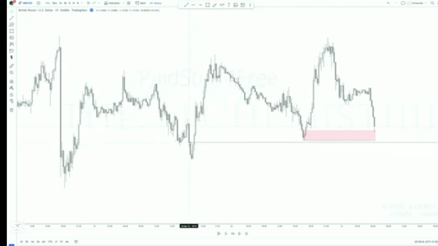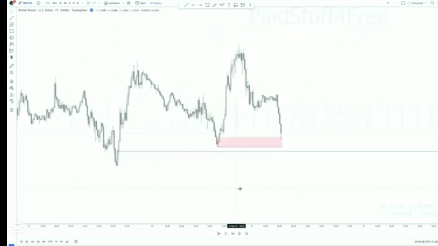I'm not going to take this 4-hour rejection block and then move it all the way down here. No, that's too much. Just a slight refinement. So you can buy it with your stop loss below the 50-minute rejection block.